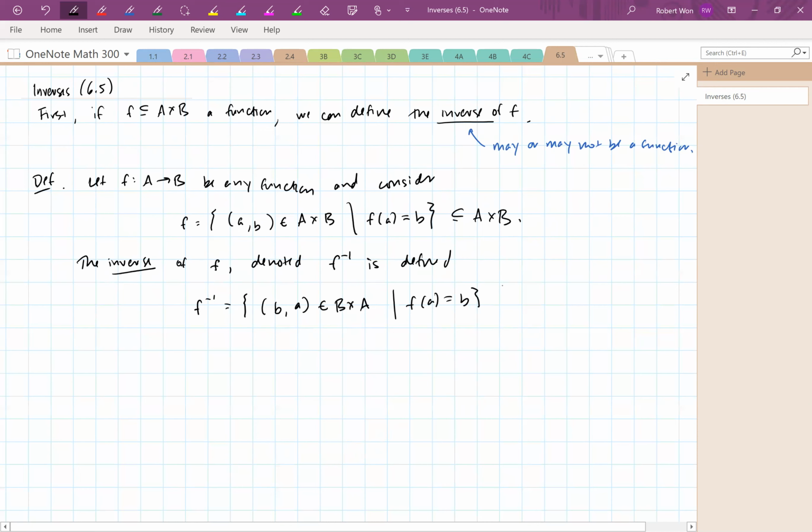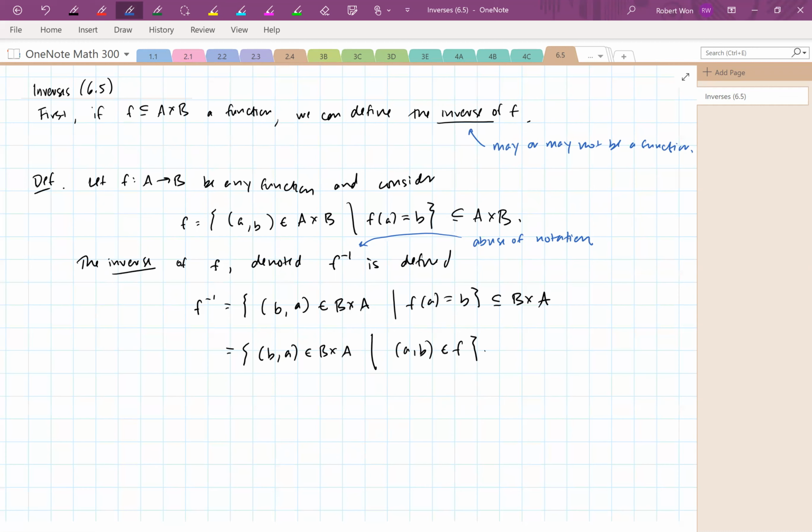And essentially what you do is you just take the function and flip around all the coordinates. You just swap all the first coordinates with all the second coordinates. This is, of course, a subset of B cross A. Another way to write this is the set of all (b, a) in B cross A such that (a, b) is in F. So all we've done is swap all of the entries in F. So we've now gotten a subset of the Cartesian product B cross A. We are definitely overloading this notation, f inverse. This is abusive notation because we also use f inverse for the pre-image.